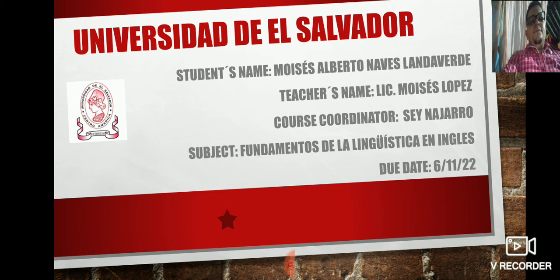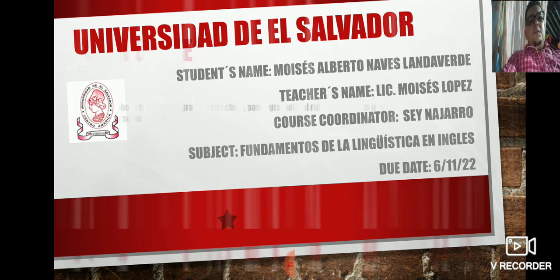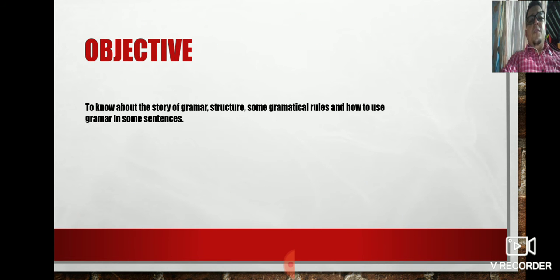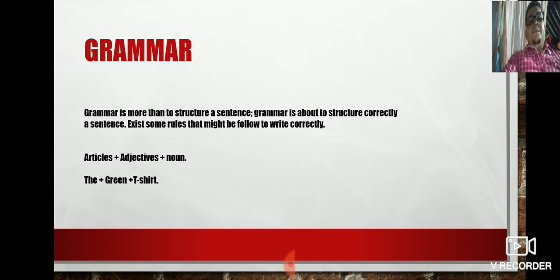So, for that reason, I already checked some information about this topic, grammar, and this time I'm gonna share this study with you. The objective of this study is to know about the story of grammar structure, some grammatical rules, and how to use grammar in some sentences. So, as you see on your screen, I'm gonna share with you a little about grammar.